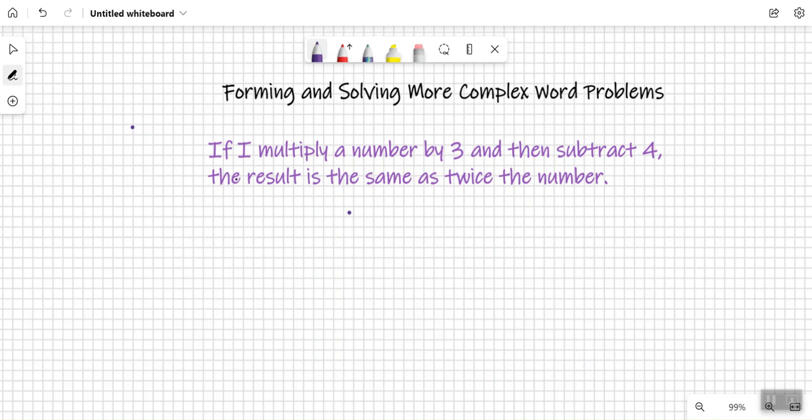So if we read it, it reads as, if I multiply a number by 3 and then subtract 4, the result is the same as twice the number. So again, we're going to end up with an algebra term on either side of the equal sign. So the first thing we do is we let x be equal to the number. Let's say I start off and I say x is the number.